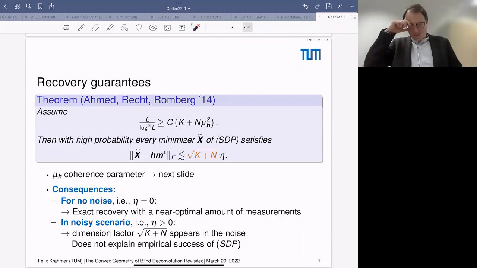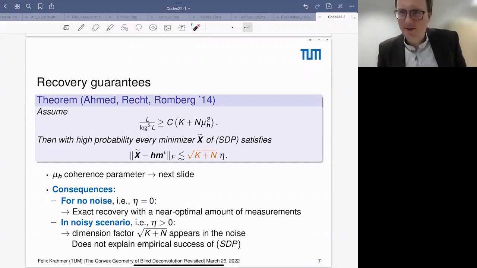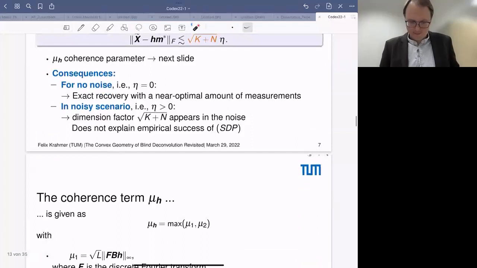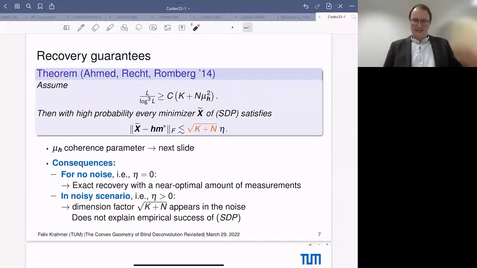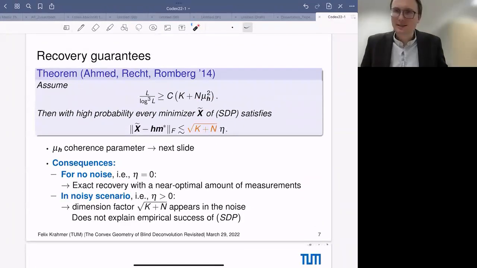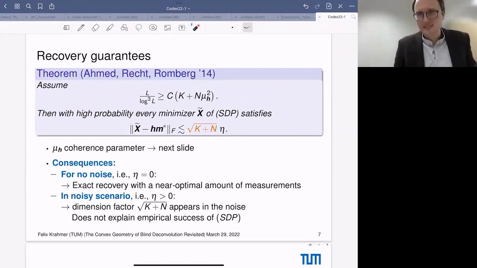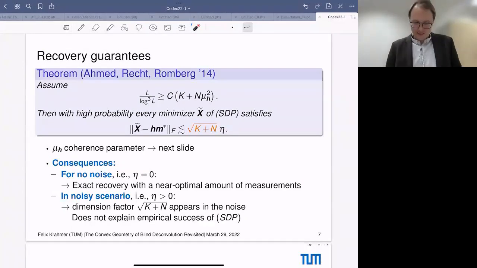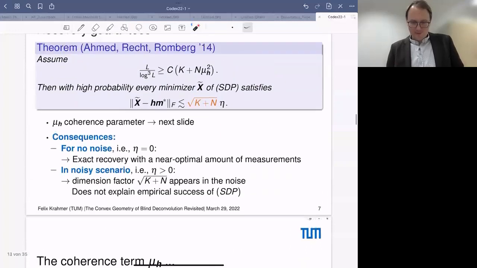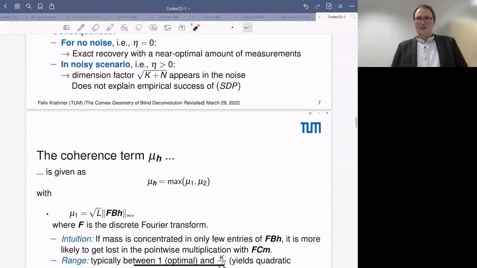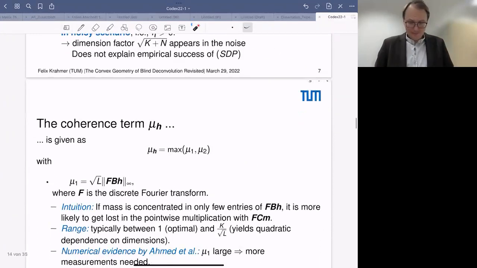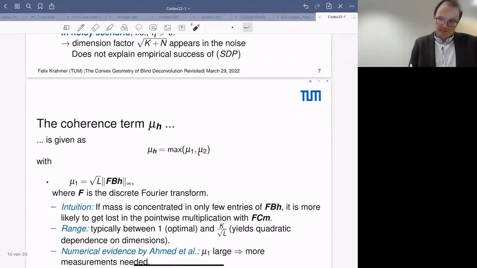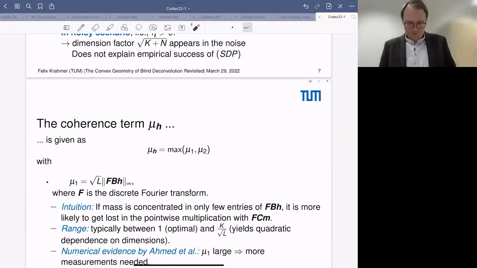So that was the starting point that we had: it's very strange that we find this dimensional factor here. So we set out to devise some new, better proof techniques so that we don't get this spurious dimensional effect. But before we go into more details on that, let me talk a little bit about what this coherence term is like. It's actually the maximum of two coherences, mu1 and mu2.